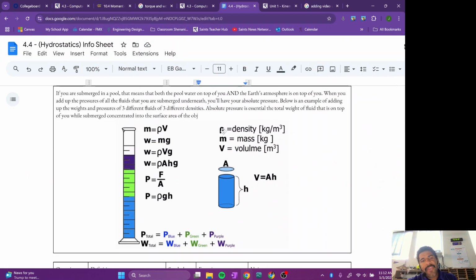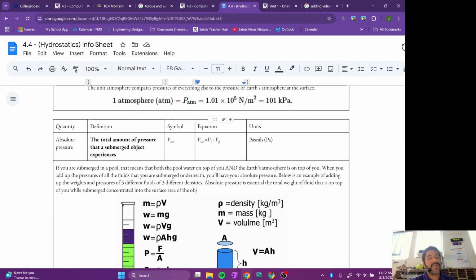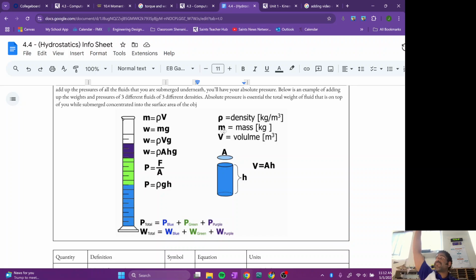Now, if we were to take multiple fluids and stack them all on top of each other, if you have one fluid on top of you, you're going to feel the weight of that entire fluid. If you are underneath multiple fluids, you are going to feel the weight of multiple fluids. Liquid and gas are fluids. So when you're underneath the water, not only are you holding up the weight of all that water, but you're also holding up the weight of the whole atmosphere.